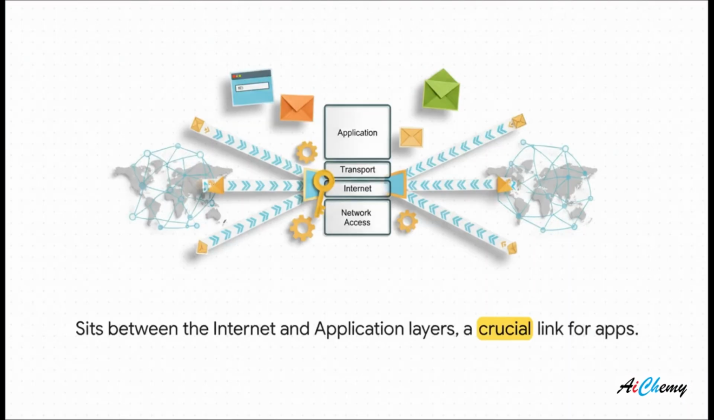And where it sits in the whole network setup is just so important. See, it's sandwiched right between the application layer, that's where your browser, your email, your games all live, and the internet layer, which just handles the basic job of getting packets from point A to point B. The transport layer is the essential bridge that lets your apps actually use the internet reliably.